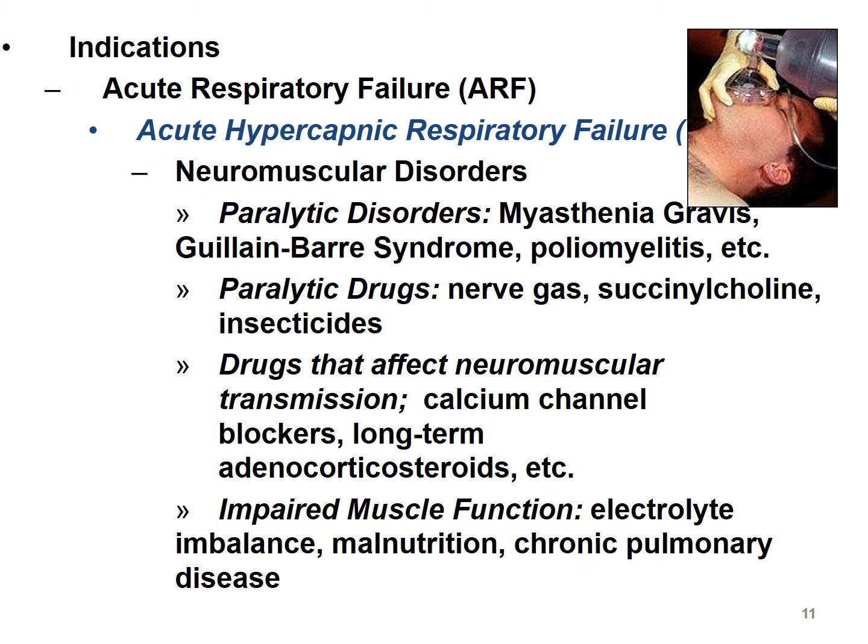Then the next one coming under acute hypercapnic respiratory failure is neuromuscular disorders. Under that, paralytic disorders like myasthenia gravis, Guillain-Barré syndrome, poliomyelitis, etc. Paralytic drugs like nerve gas, succinylcholine, insecticides, or we can say an example is anesthesia. Then drugs that affect neuromuscular transmission, examples are calcium channel blockers and long-term adrenocorticosteroids. Then impaired muscle function, which may result from electrolyte imbalance, severe malnutrition, or chronic pulmonary disease.